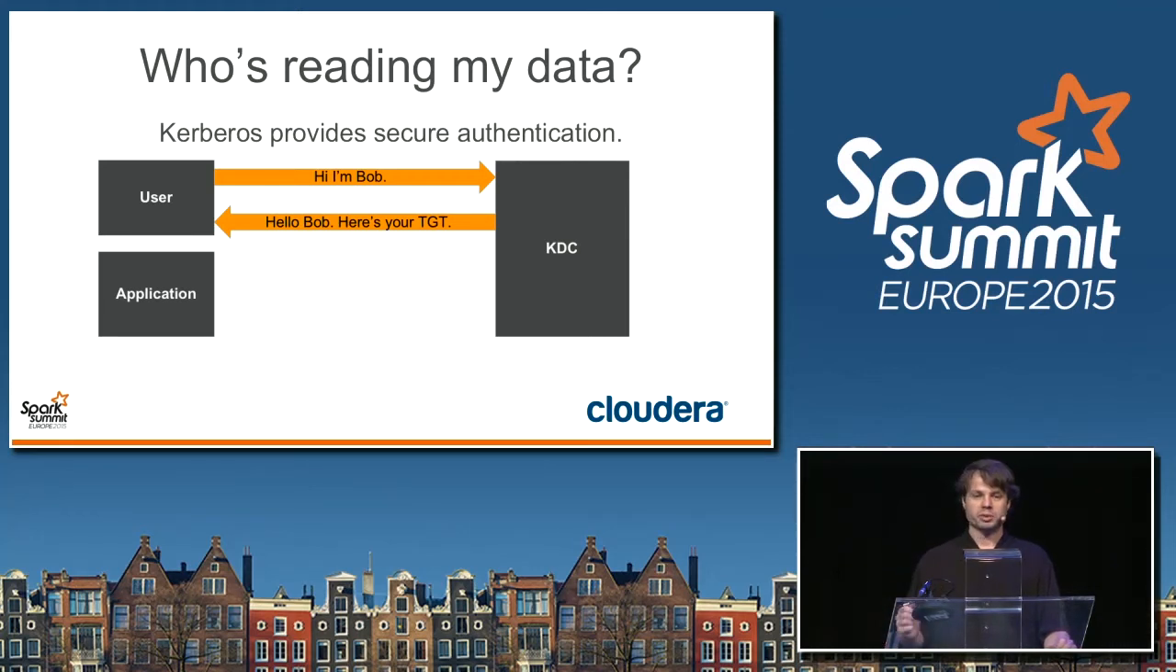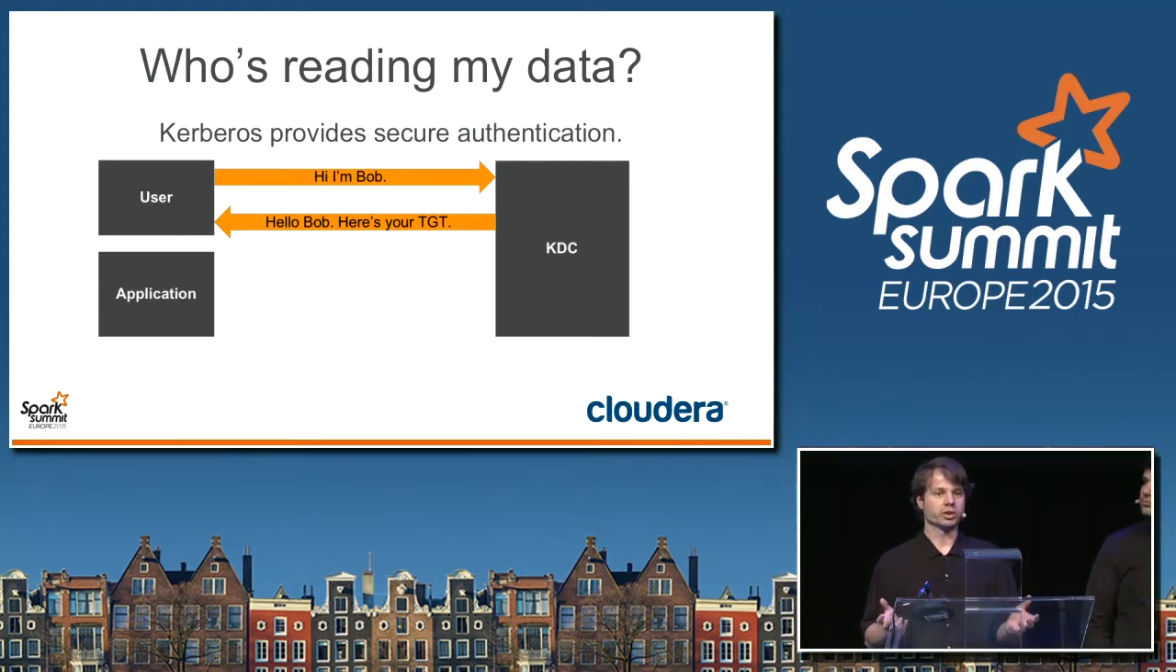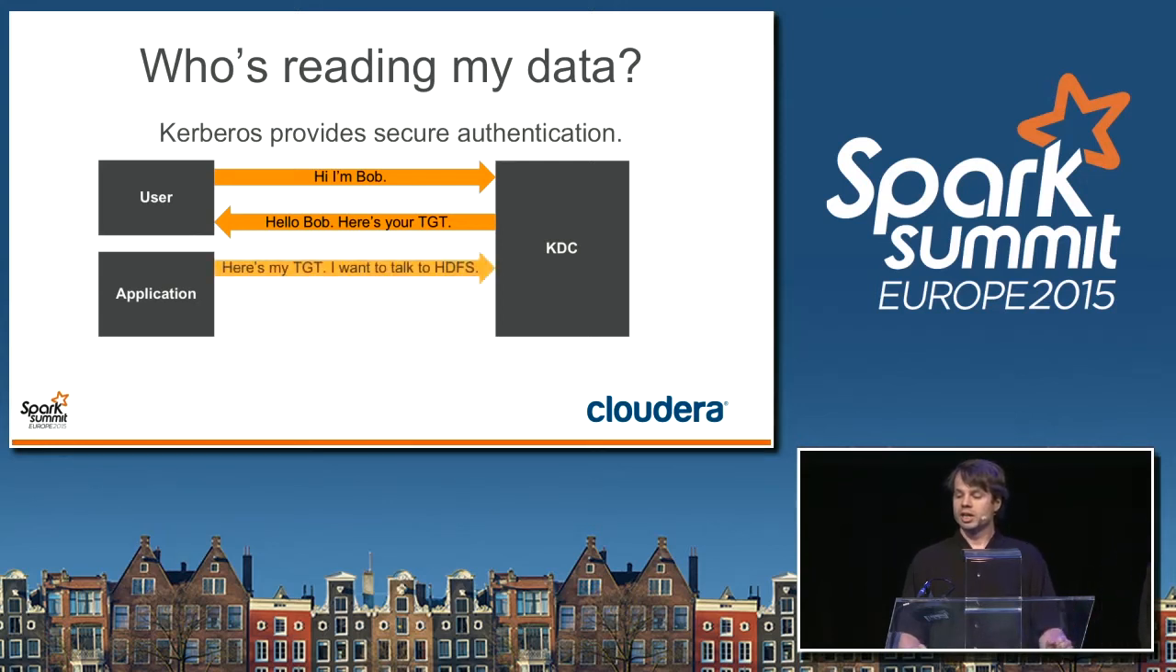It comes into play when you talk to the second service running inside the KDC, which is the ticket granting service. So now the user has authenticated himself. He stashed his credentials in a local store somewhere. And now all the user's applications have access to that ticket granting ticket. So you run your Spark application, and now the application gets that TGT and tells the KDC, hey, I have a TGT. I want to talk to the HDFS service. Give me a ticket. And the KDC says, OK, here's your HDFS ticket. Go talk to HDFS.